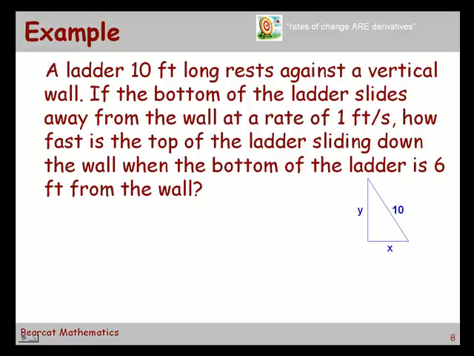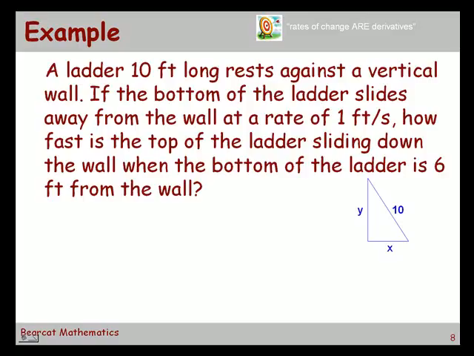Okay, what do we know? We know the ladder's 10 feet long. That's in the diagram. What else do we know? It says if the bottom of the ladder slides away from the wall at a rate of 1 foot per second. So that means this is changing. The x value is changing.